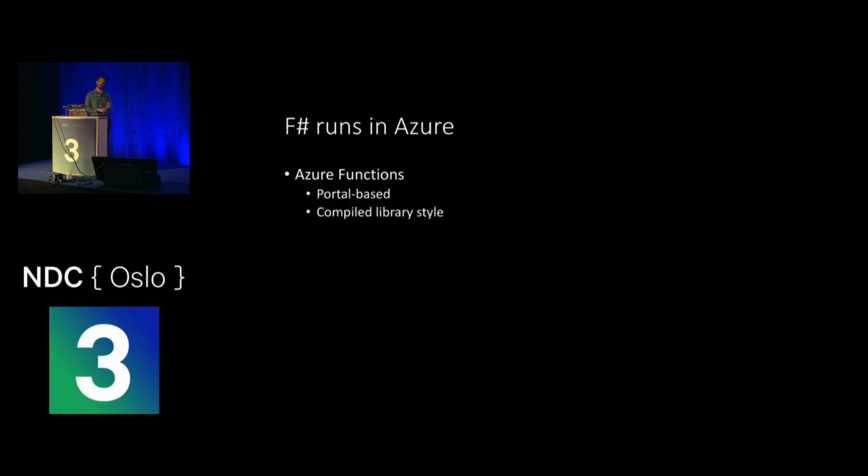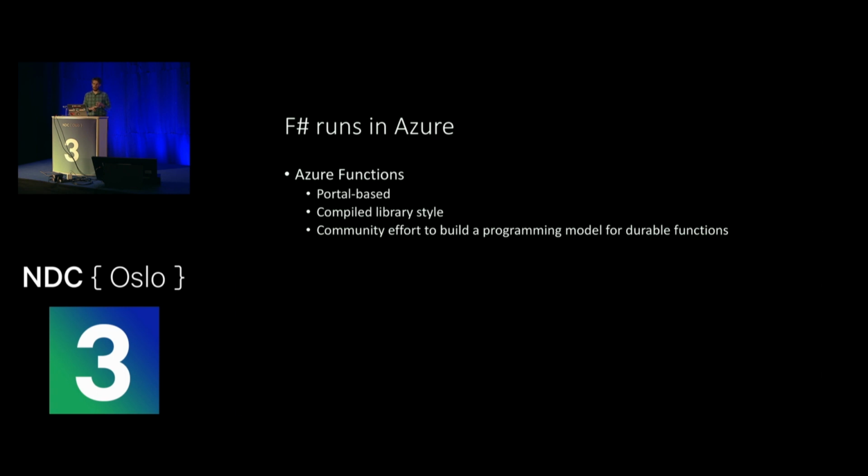You can do compiled library-style stuff with V2 Azure Functions. There's a little bit of work that we have to do to light up the templates in Visual Studio that's on our roadmap. It's just not there yet. But you can use the .NET CLI to create one of these things, and you can go ahead and publish it to Azure. It all works.